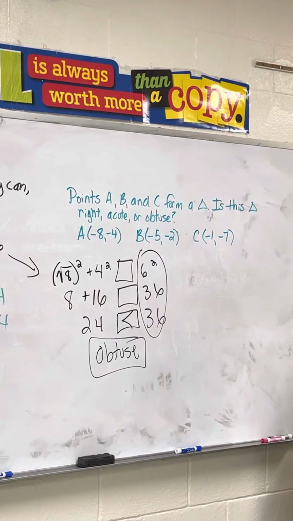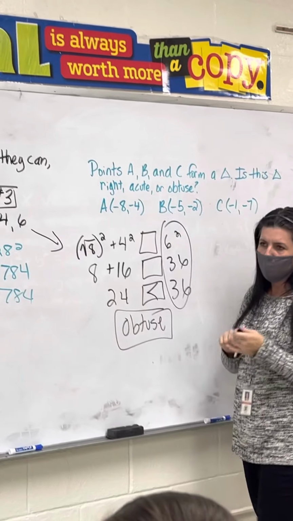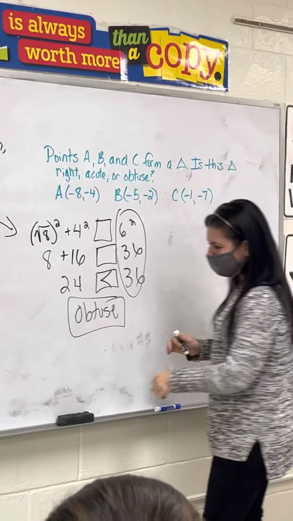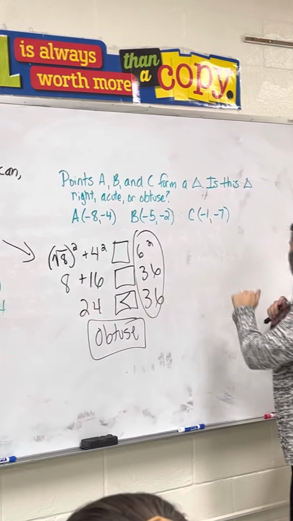You guys see the 3 different scenarios? C side's too big, it's obtuse. C side is too small, it's acute. Taking this a step further, do you guys have this so I can erase it? Let me explain why you guys are writing that down.